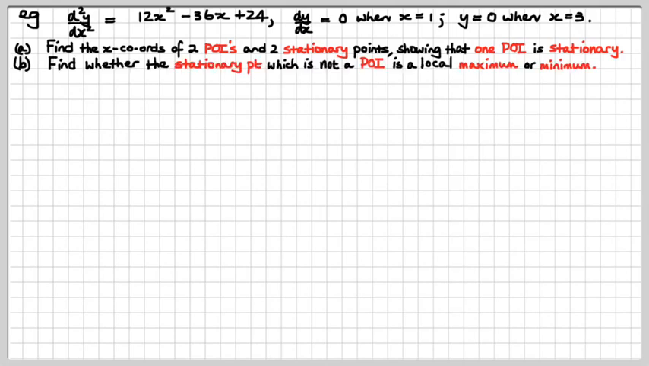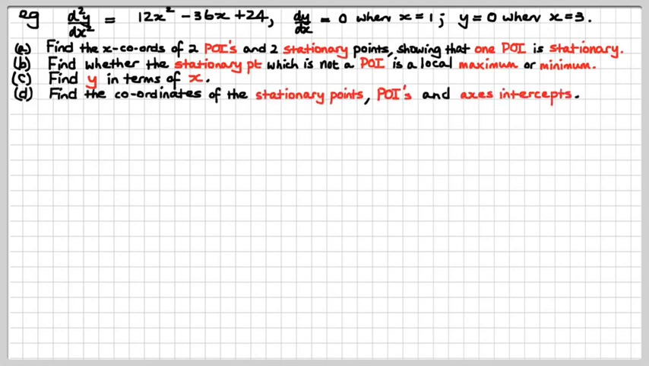Then we've got to find whether the stationary point which is not a POI is a local maximum or minimum. Okay, we know how to do that now, remember, from last time. And we've got to find y in terms of x. That'll be from anti-diffing for sure. And then find the coordinates of the stationary points, POIs and axes intercepts. Goodness me, this looks like everything.